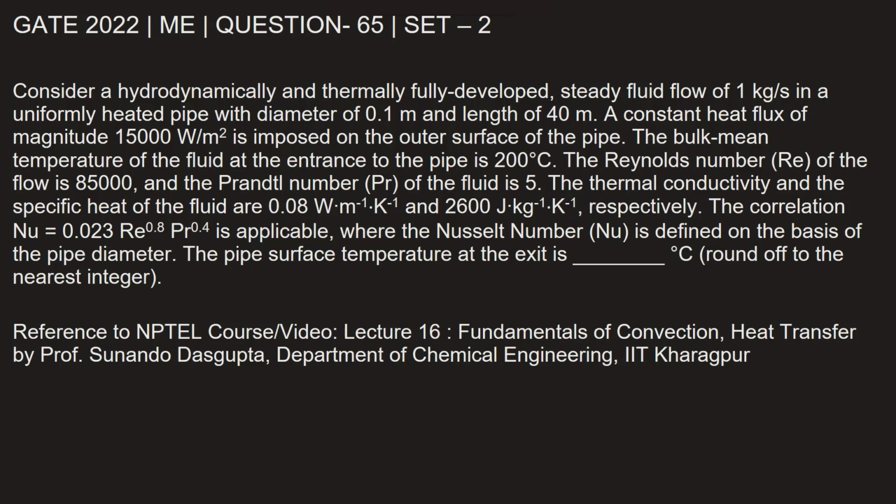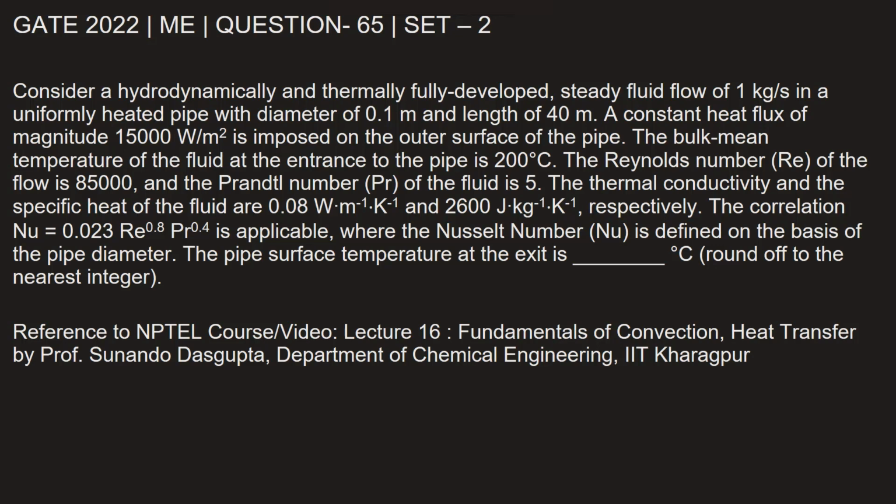This question is from GATE 2022 Mechanical Engineering Paper Set 2, question number 65. Consider a hydrodynamically and thermally fully developed steady fluid flow of 1 kg per second in a uniformly heated pipe with diameter of 0.1 meter and length of 40 meter. A constant heat flux of magnitude 15,000 watt per meter square is imposed on the outer surface of the pipe.